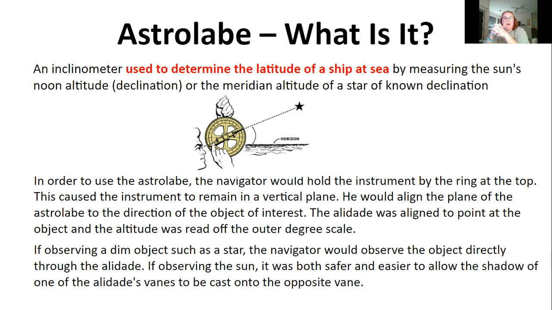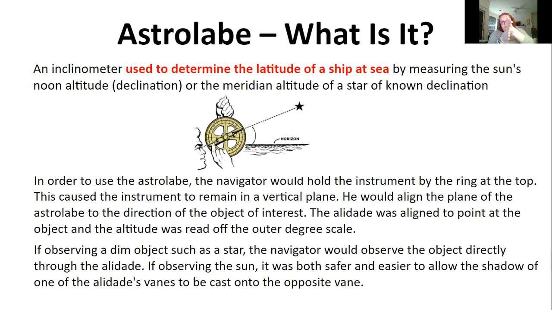So what is an astrolabe? If you didn't know this, an astrolabe is just an inclinometer. Basically, what this means is that it's used to determine the latitude of the ship at sea by measuring the sun's noon altitude, or the meridian altitude of a star.